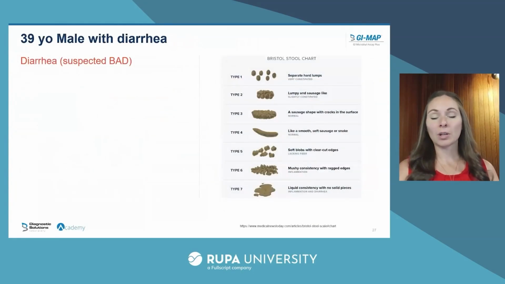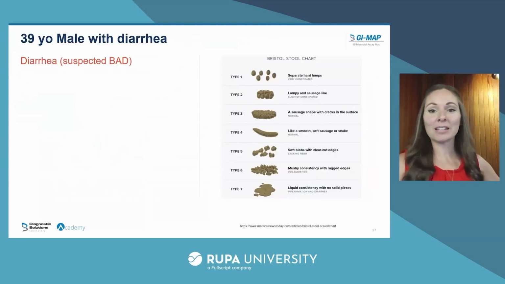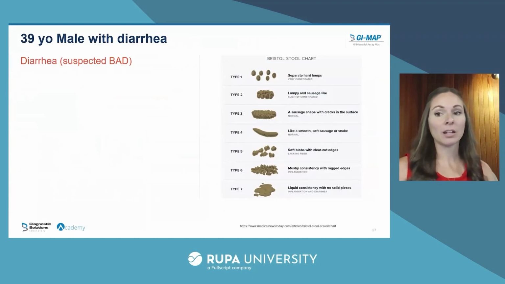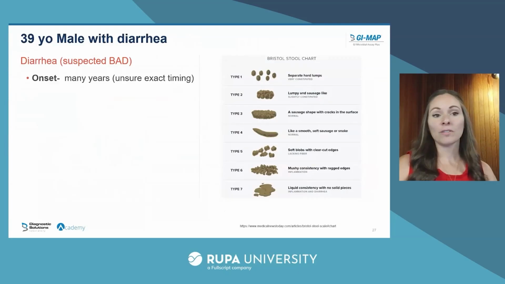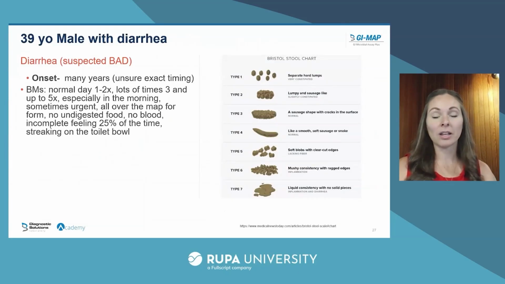So our case today, and I'm going to review this again later on so that you remember what we're talking about. So this is a 39-year-old male with diarrhea. I suspected that it was potentially bile acid diarrhea. The onset of diarrhea, he's unsure of the exact timing, but he's had it for many years. A normal or a good day is 1 to 2 bowel movements a day, but lots of times he's upwards of 3 to 5 times a day, especially in the morning. Sometimes it's urgent. Form is all over the map, no undigested food, no blood, but he does have this incomplete feeling about a quarter of the time.